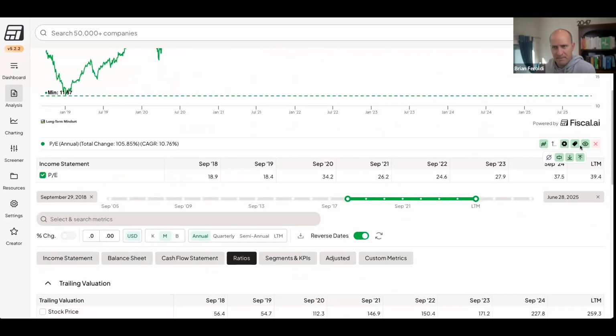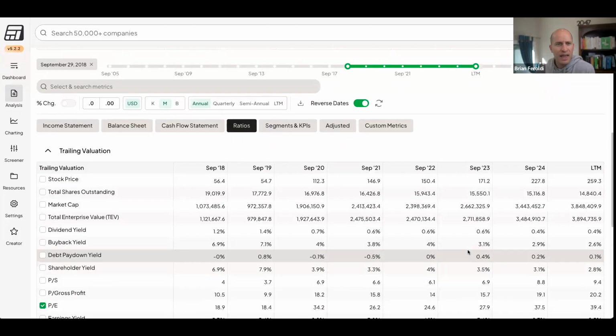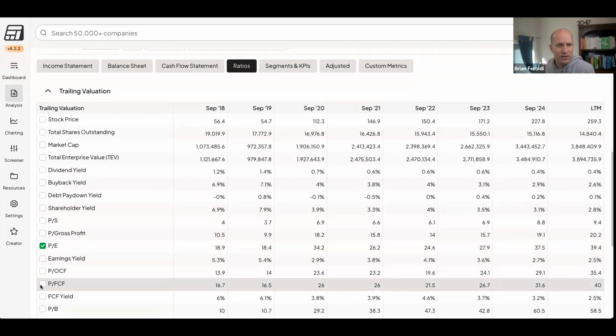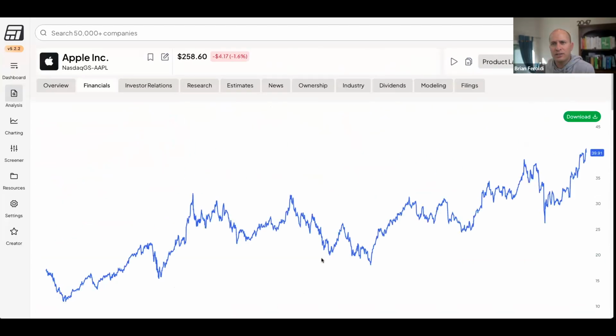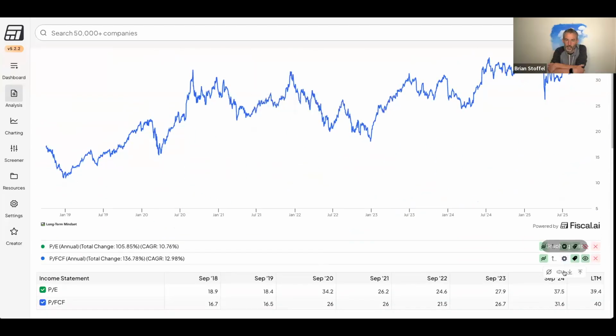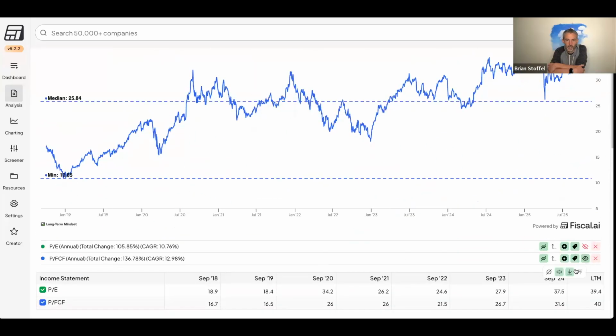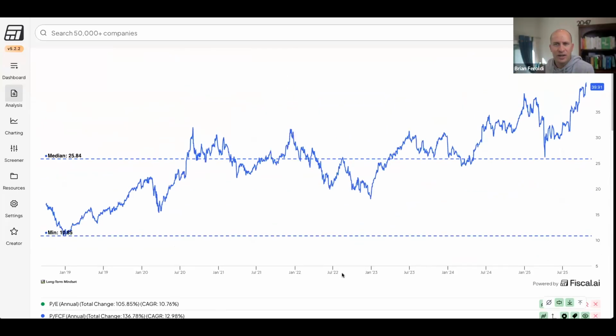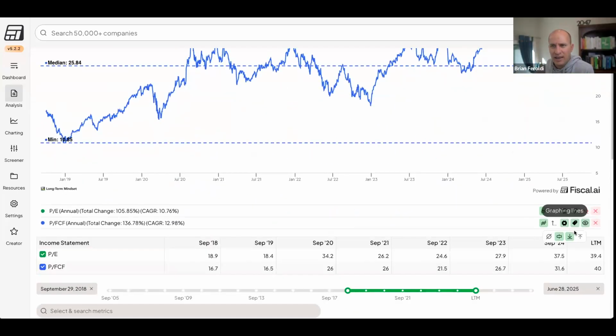We saw that free cash flow is higher than earnings. So let's hide that. Now let's go to free cash flow. Let's take a look at price to free cash flow. I think we're going to see the same thing here. This is a company that is trading at, where's the high?